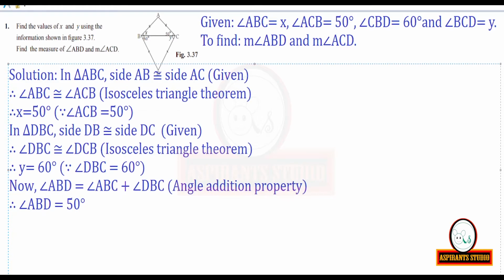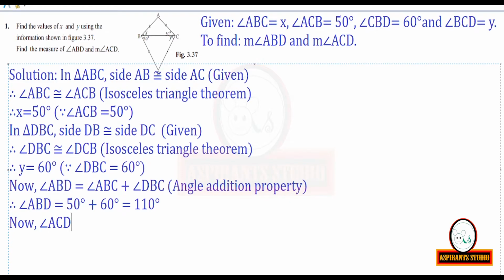We know that measure of angle ABC is x, otherwise 50 degrees, we have already found out. And measure of angle DBC is 60 degrees, it is given in the figure. So, 50 degrees plus 60 degrees will be 110 degrees. Now, similarly find out measure of angle ACD.